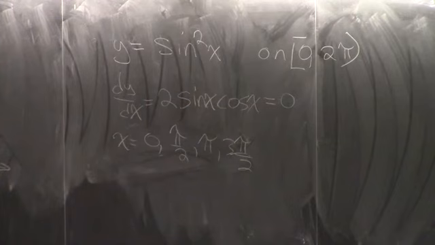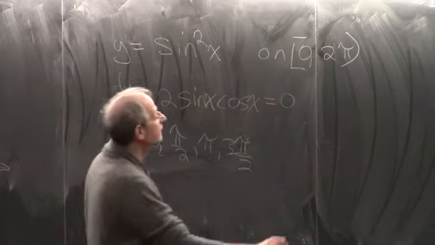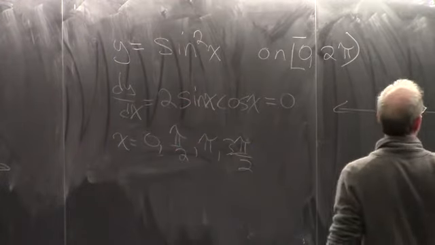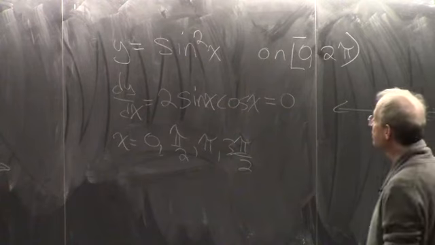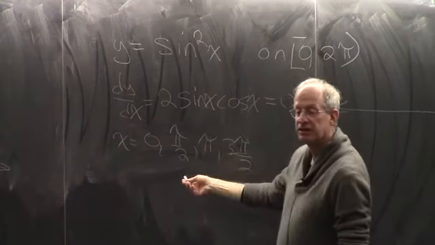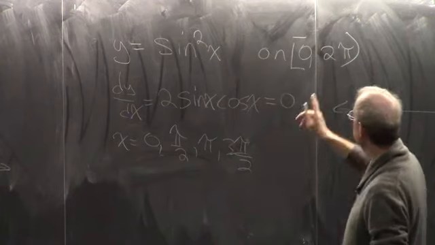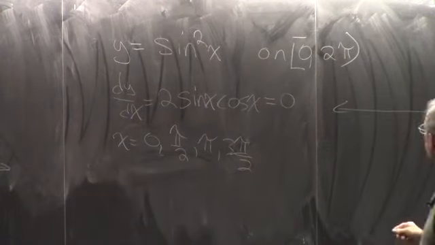Remember, trigonometry is fair game on this test. You're supposed to know your trig. Anywhere where either sine or cosine is 0. Sine is 0 at pi. Cosine is 0 at pi over 2 and 3 pi over 2. You're not counting 2 pi.